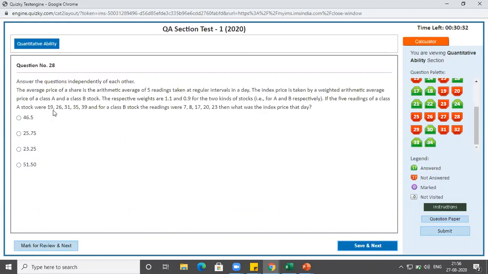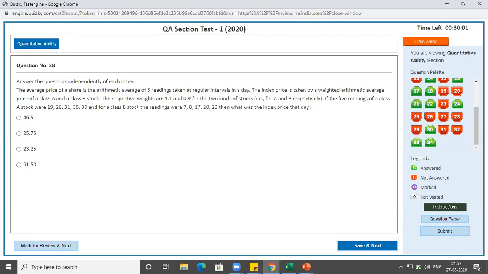Okay, 19, 26, 31, 35 and 39. If I assume 31 as the average, then plus 4, plus 8, plus 12 makes it 100 plus, and then minus 5. No, if I take 30 as the average, what is the deficit? Minus 12. Plus 4 and plus 8 cancel, minus 5. Okay, 30 is the average of class A. What I did was assume a mean.